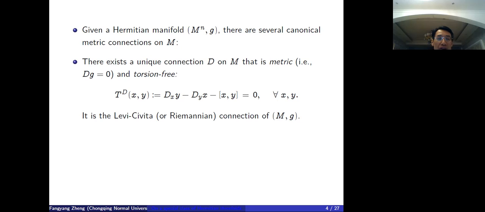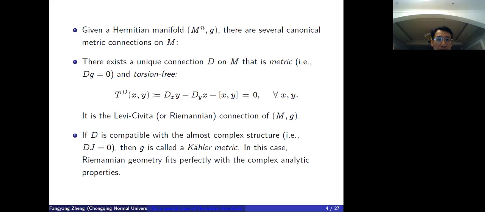Torsion is the symmetry term measured against the Lie bracket. But this Levi-Civita connection, which we denote as D, may or may not be compatible with the almost complex structure J, right? If it does, then the metric is called a Kähler metric. In this case, the Riemannian world fits perfectly with the complex world. That's Kähler geometry, which is well known and well studied.